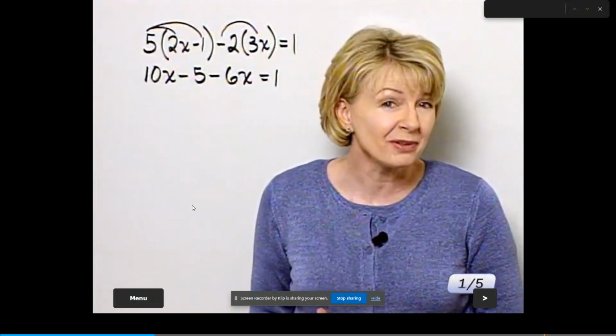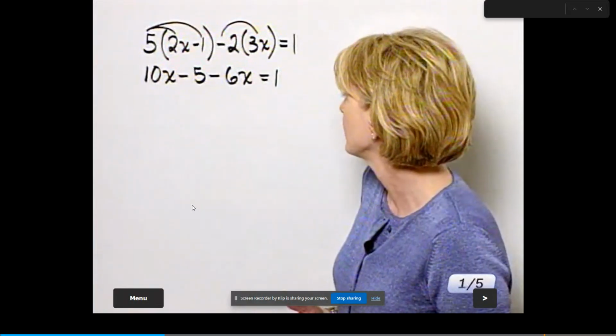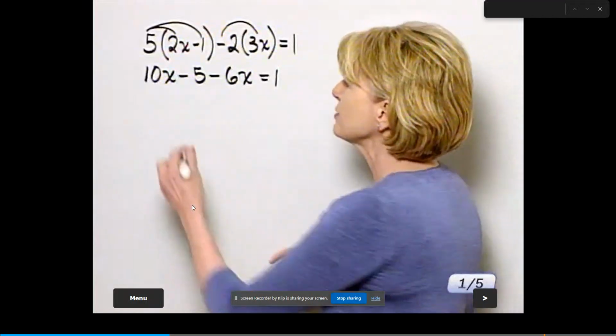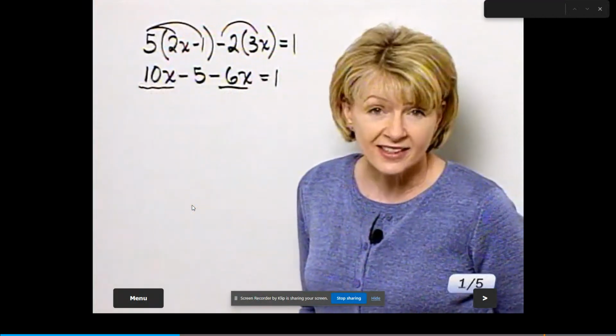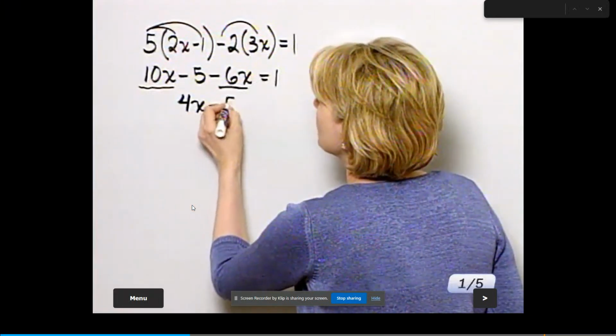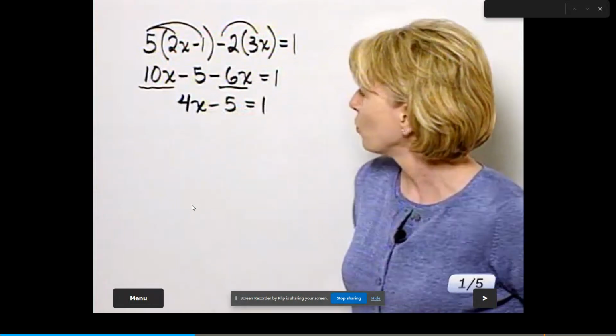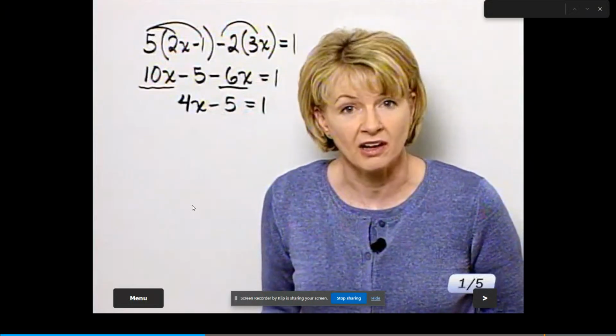Is there any simplifying that can be done on either side of the equation? On the left side, yes, because I have a few like terms. 10x minus 6x, that's 4x, minus 5 is equal to 1. So keep these things in mind as we continue solving.